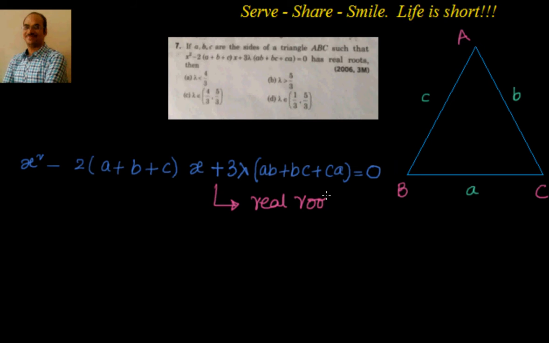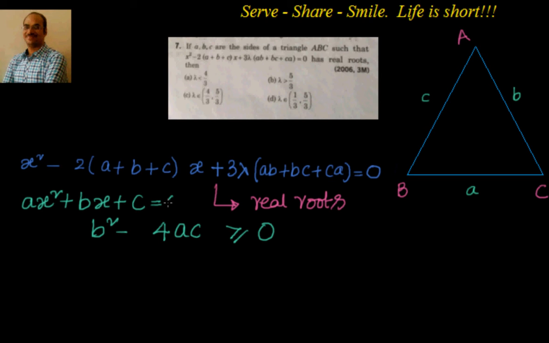Now what do we know about a quadratic equation to have real roots? What is the condition it has to satisfy? We know that b square minus 4ac should be greater than or equal to 0. From the quadratic equation ax square plus bx plus c equal to 0, the discriminant is given by D equal to b square minus 4ac, which should be greater than or equal to 0.